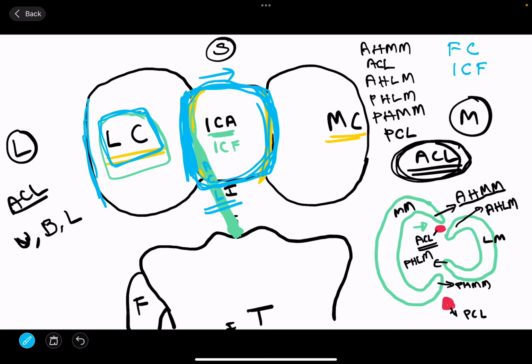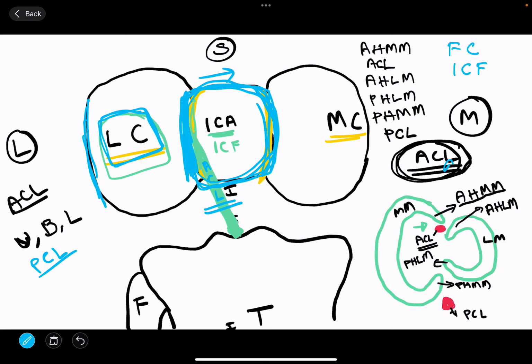Now let us look at the posterior cruciate ligament. The posterior cruciate ligament has an attachment that is different compared to that of the anterior cruciate. Now the posterior cruciate ligament passes upwards, obviously, because it is going from the tibia to the femur.